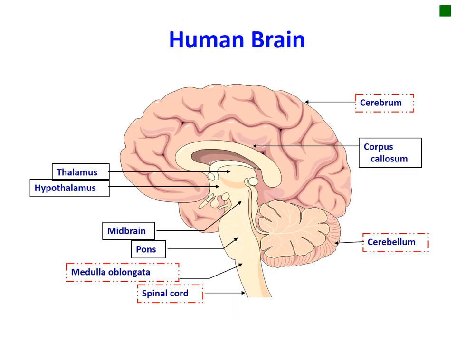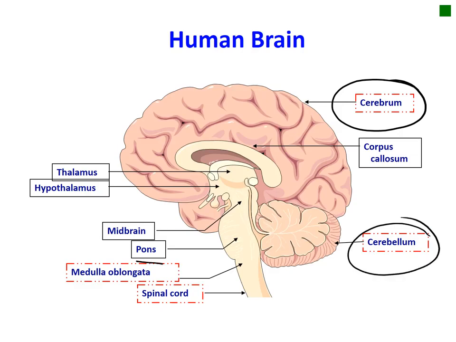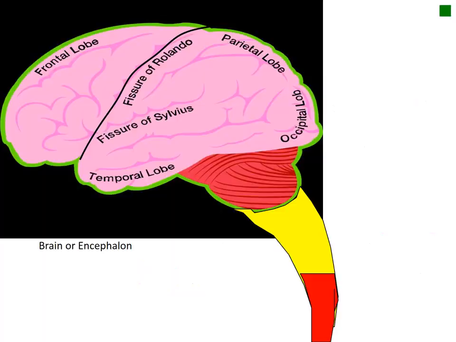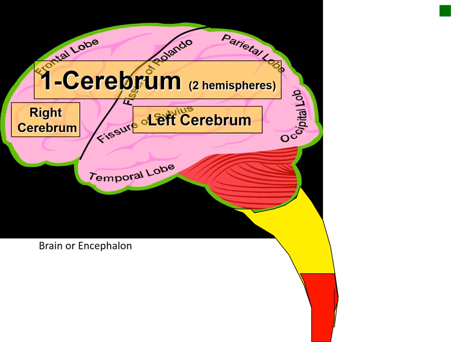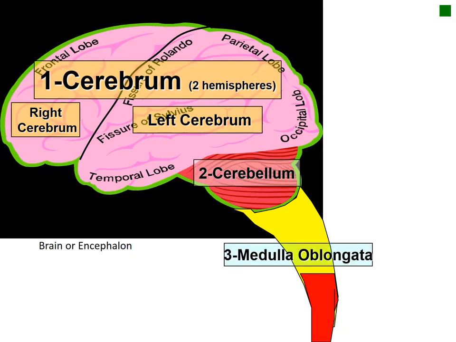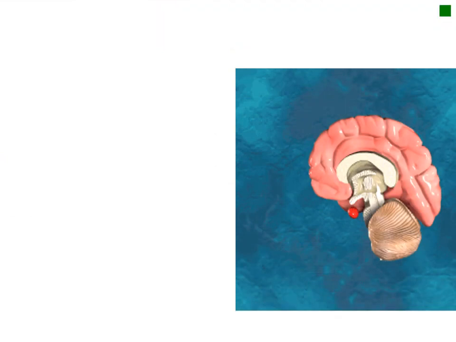The human brain is composed of the cerebrum, cerebellum, the medulla oblongata, and the spinal cord. This is the figure showing the parts of the brain. Cerebrum is composed of two hemispheres, right and left. We have the cerebellum, and finally the medulla oblongata, which is the connection between the brain and the spinal cord.